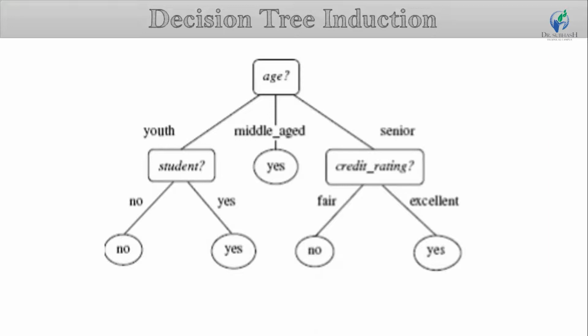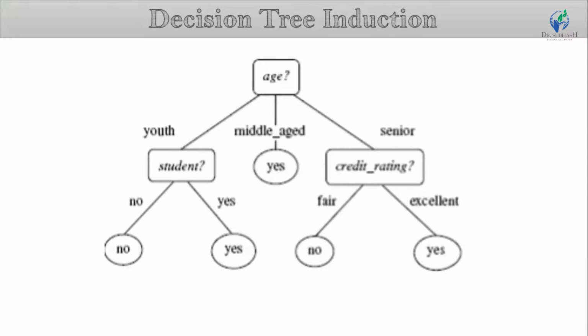So, how are decision trees used for classification? Given a tuple X for which the associated class label is unknown, the attribute values of the tuple are tested against the decision tree. A path is traced from the root to a leaf node, which holds the class prediction for the tuple. Decision trees can easily be converted to classification rules.